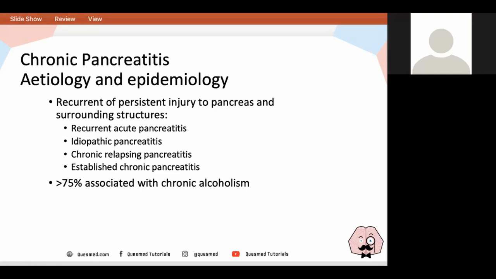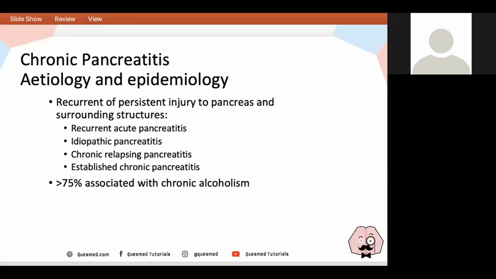It's important to take a really good history from your patient and explore all of their clinical records. And this is to help you determine the nature of your patient's pancreatitis. So, for example, some patients may simply have lots of attacks of acute pancreatitis, which resolves.